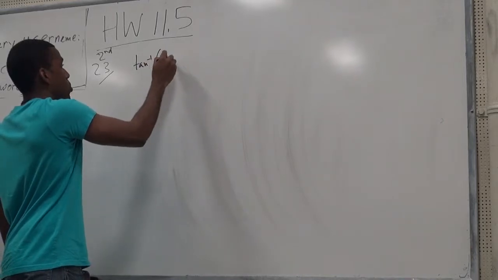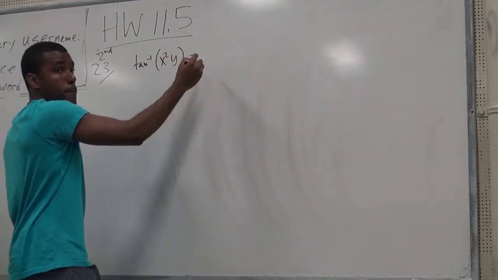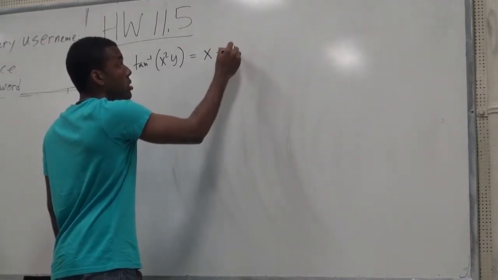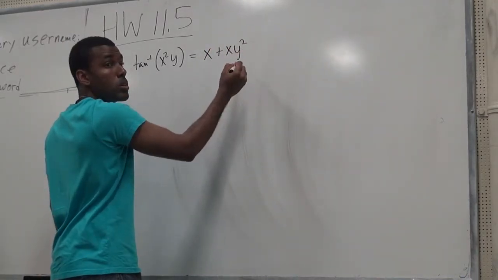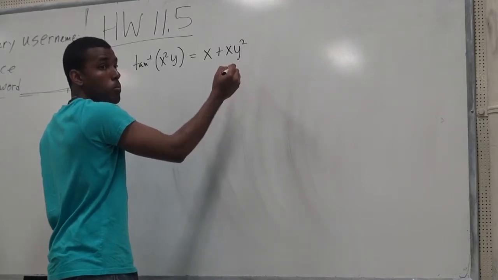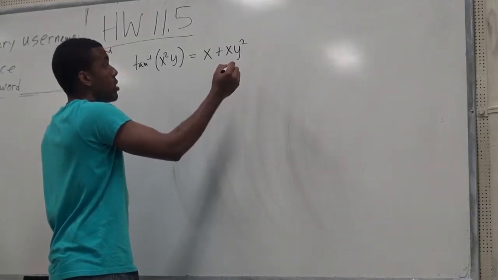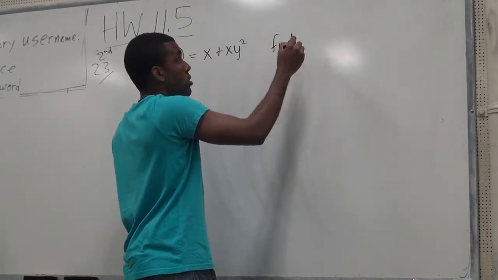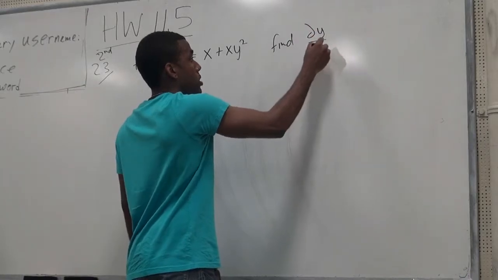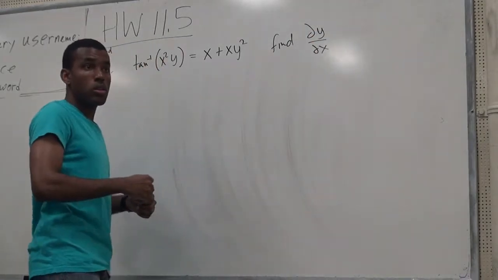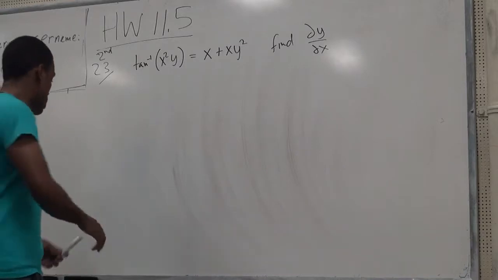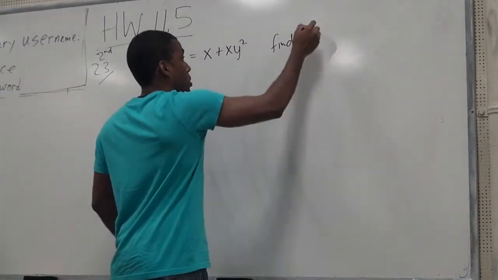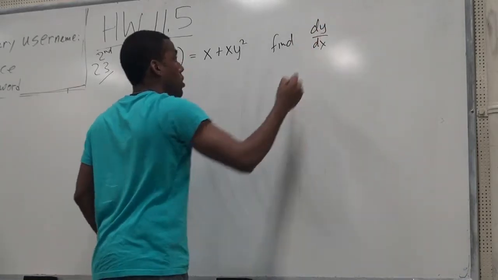Arctangent of x squared y, x plus x y squared. We want to find what? The partial of y with respect to x. Oh, just dy/dx? Yeah. Okay, ideas?